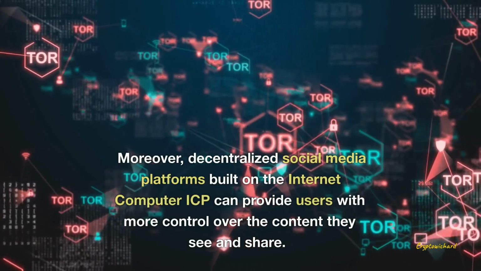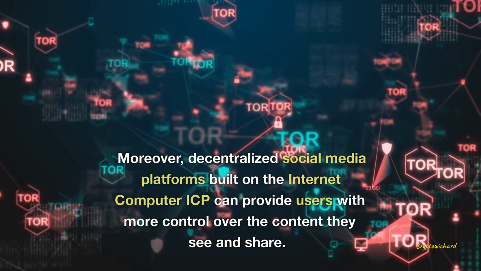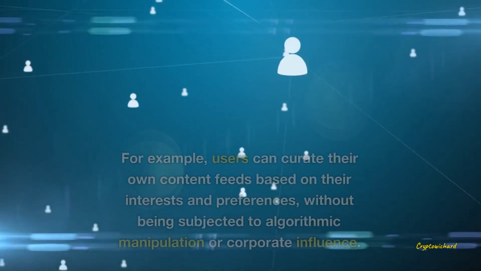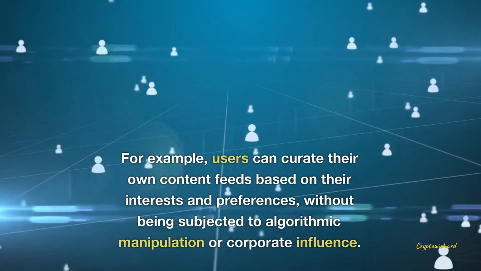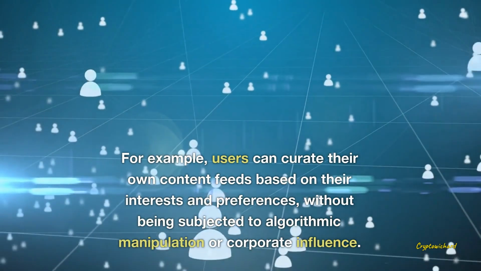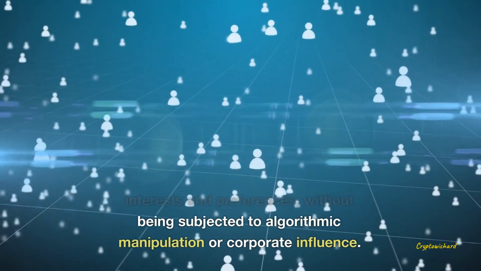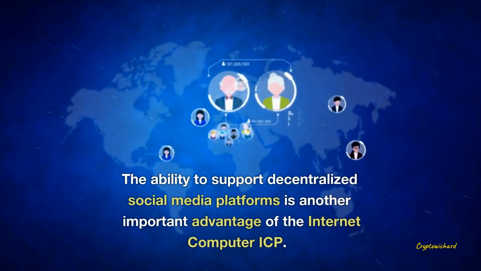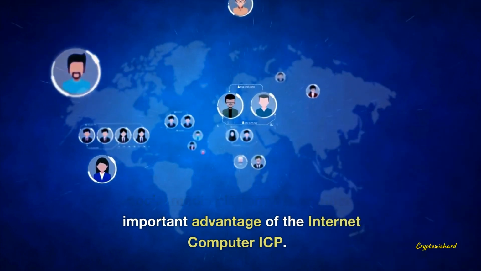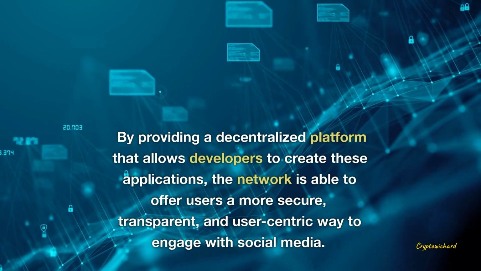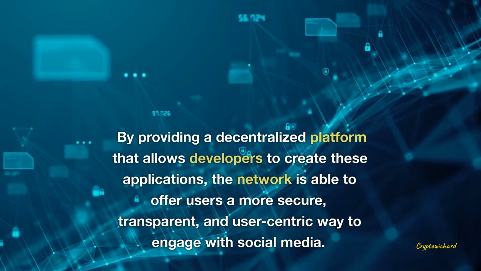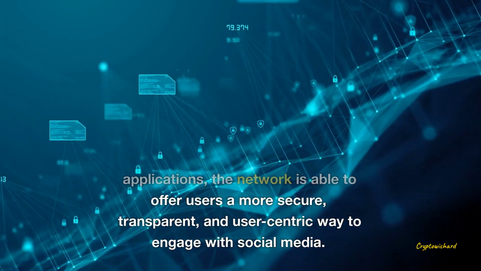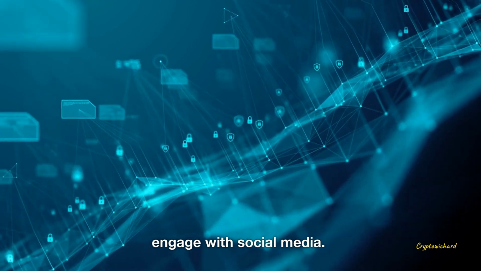Moreover, decentralized social media platforms built on the Internet Computer ICP can provide users with more control over the content they see and share. For example, users can curate their own content feeds based on their interests and preferences, without being subjected to algorithmic manipulation or corporate influence. The ability to support decentralized social media platforms is another important advantage of the Internet Computer ICP. By providing a decentralized platform that allows developers to create these applications, the network is able to offer users a more secure, transparent, and user-centric way to engage with social media.